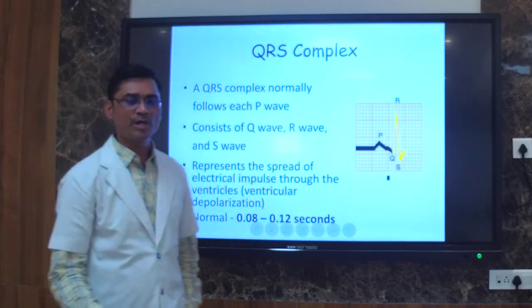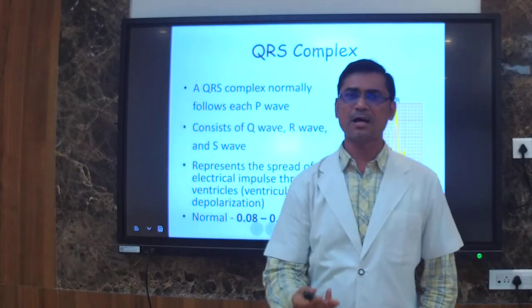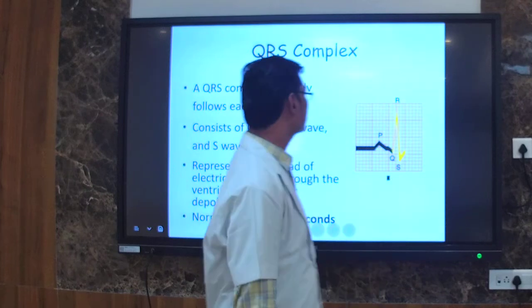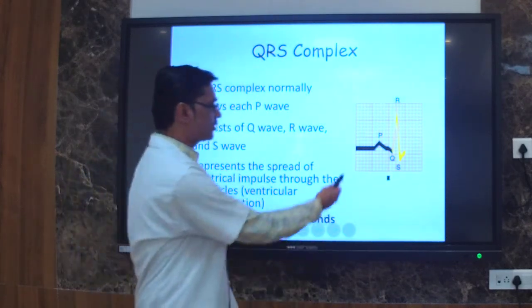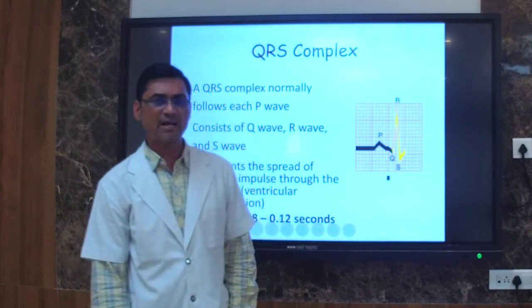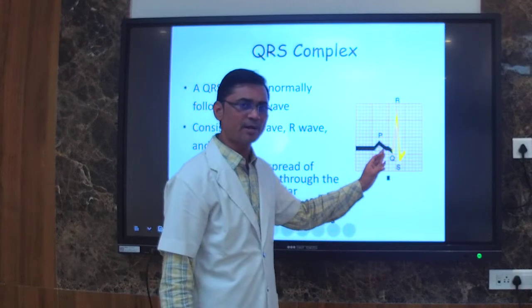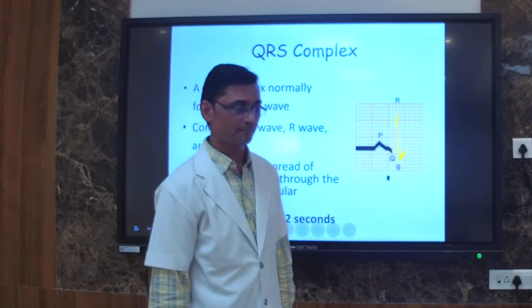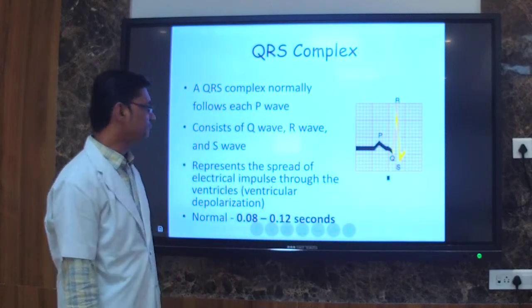Now coming to the QRS complex, as we have discussed, this is made up of 3 different waves: Q wave, R wave and S wave. They are combined together and called the QRS complex. The QRS complex normally follows each P wave. As you can see in this ECG diagram, the P wave, which is the wave of atrial depolarization, is followed by the QRS complex shown in yellow color. This consists of Q wave, R wave and S wave.